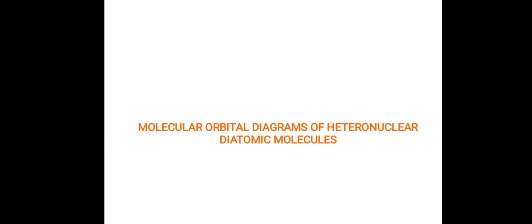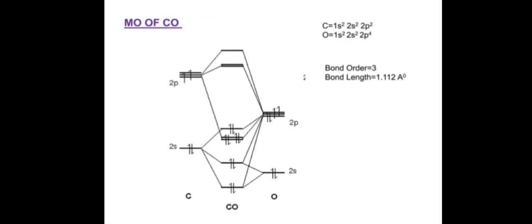So now let us move on to the very important molecular orbital diagrams of heteronuclear diatomic molecules. Till now we have learned what a molecular orbital is, what bonding molecular orbitals and antibonding molecular orbitals are, the different principles involved in the distribution of electrons and their magnetic property, as well as bonding in homonuclear diatomic molecules. Now let us move on to bonding in heteronuclear diatomic molecules.